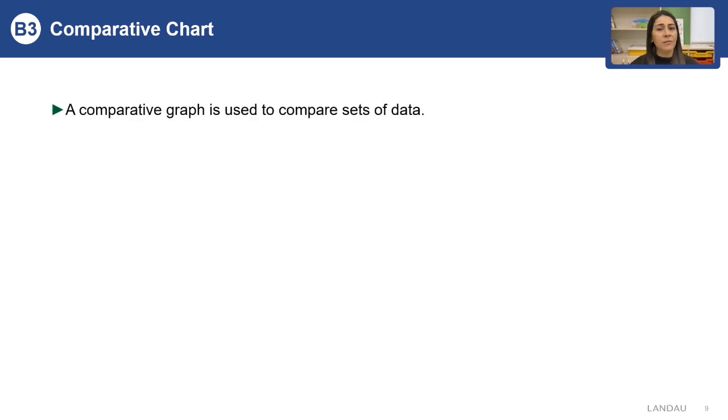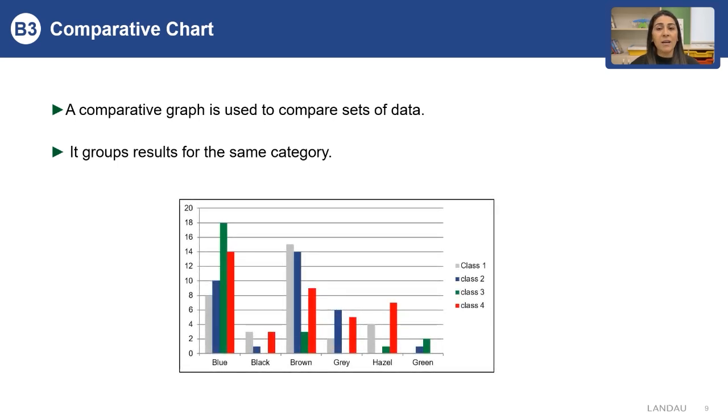A comparative graph is a good solution to compare sets of data. It groups the results for the same category. For example, for the eye color blue, for the eye color black, for the eye colors brown, gray, hazel, and green, the categories have been grouped.